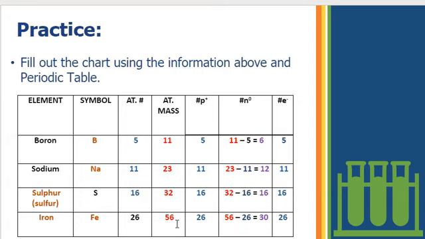That's 56. Because I know the atomic number, I know the number of protons, 26. I know the number of electrons, 26. And again, to find my neutrons, I've got to do a little bit of math. 56 minus 26. Again, use your calculator if you need to, and that becomes 30.